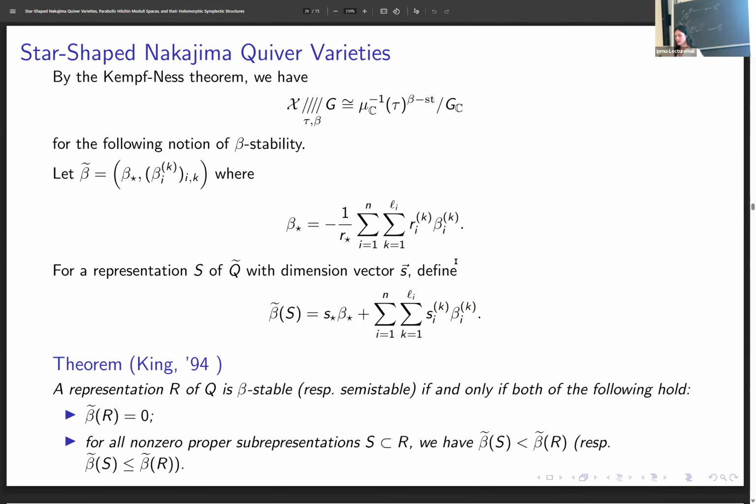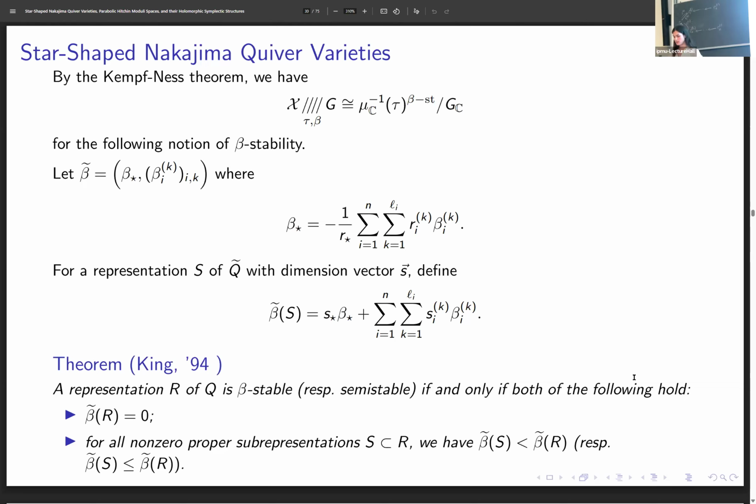And so King's theorem says that in the GIT sense, a representation is beta stable if and only if the beta weight of R is 0, and for all non-zero sub-representations, the beta weight strictly decreases. So it has to be negative.